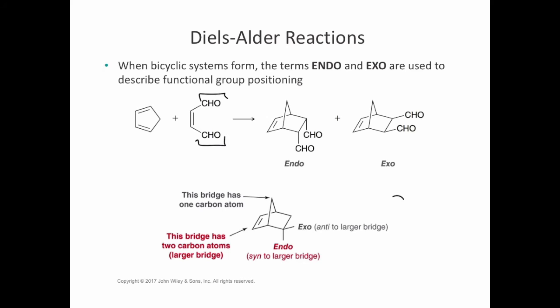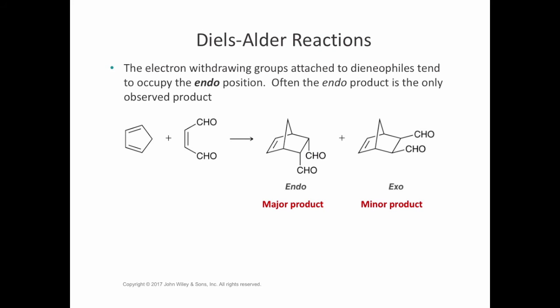We can consider this to be a bridged bicyclic system. This bridge has one carbon atom and this bridge has two. If the group on the dienophile is closer to the larger bridge, we call it endo. If it's anti to the larger bridge, we call it exo. Typically, we get the endo product as the major product and the exo product as the minor product.